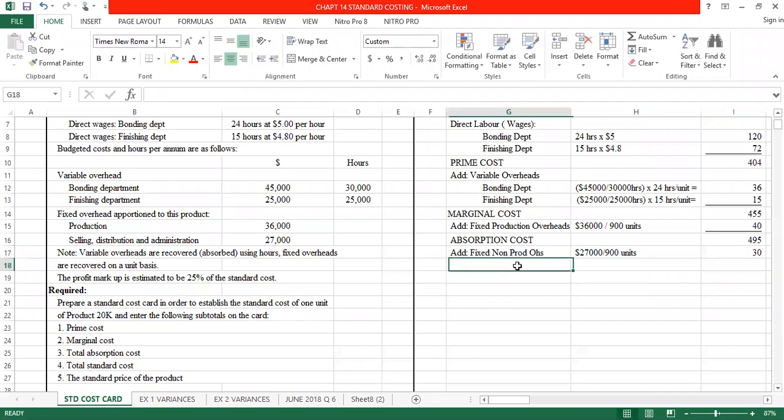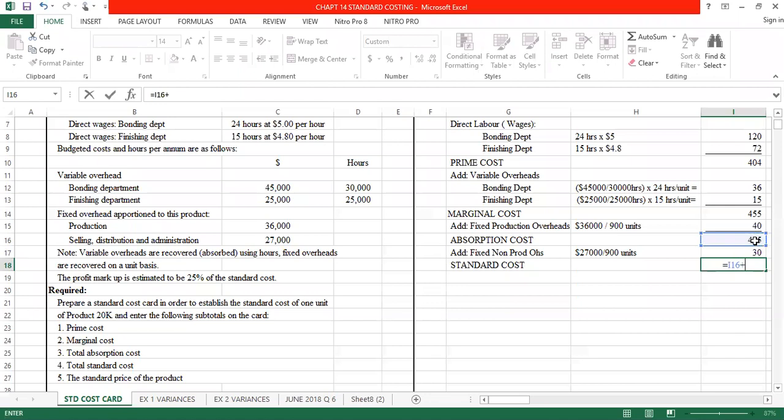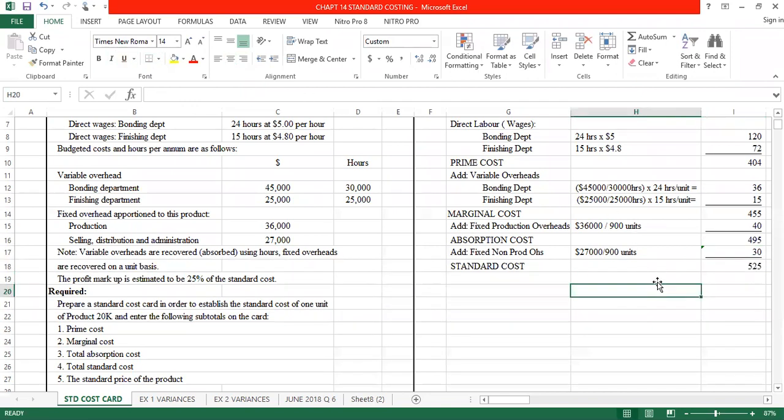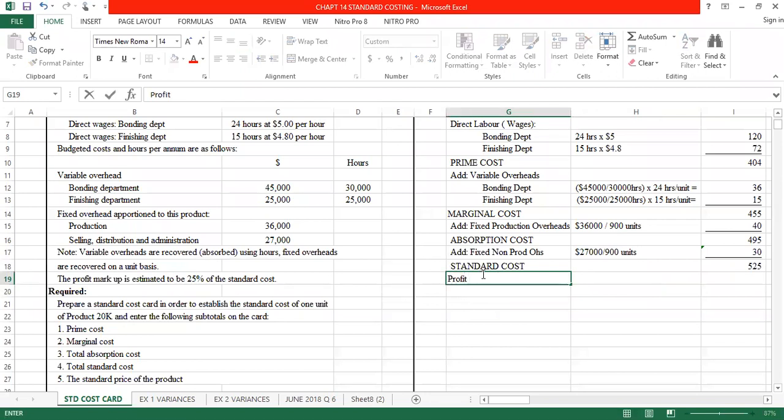So the answer you get there is standard cost. Now to the standard cost, what did we say? You next look for profit per unit. You are being told the profit markup is estimated to be 25% of standard cost.